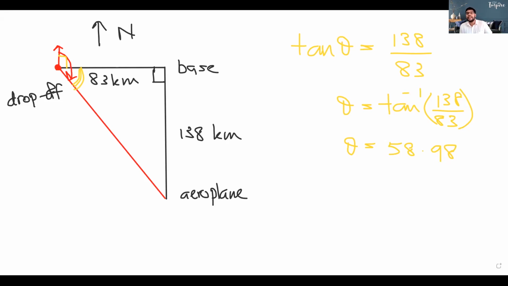Now, how do you find the bearing? You add this to 90. 90 plus 58.98. What do you get? You get 148.98. Okay. So, children, the question is asking to the nearest degree, right? So, to the nearest degree, the answer will be 149 degrees. This is the answer. The bearing of the aeroplane from the drop-off point is going to be 149 degrees. Got it?